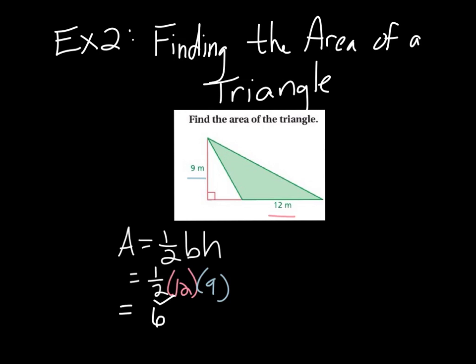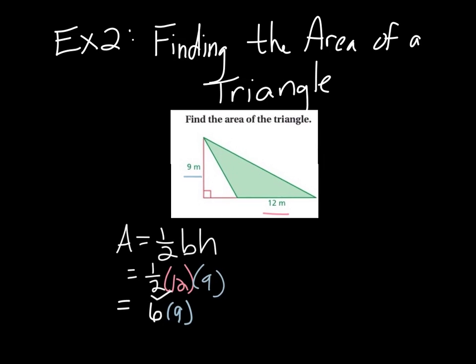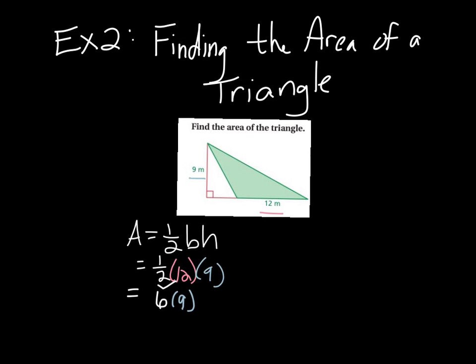But in this case, we can do 6, and then we can't cut the 9 in half, because if we're going to do it that way, we only can use the 1/2 one time, and then 6 times 9, when you multiply it together, gives you 54. And this one is labeled as meters, so we know we need to put meters squared or square meters as our final answer.